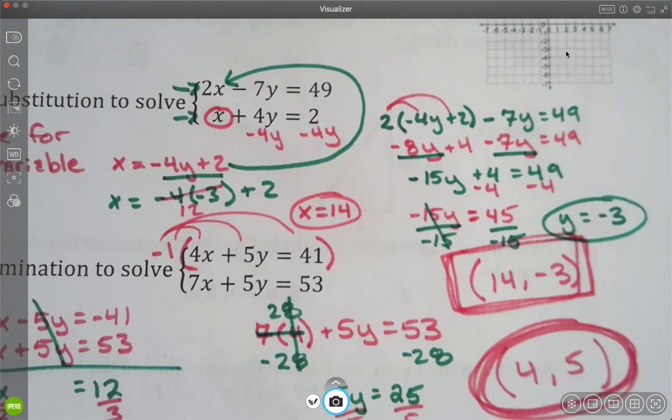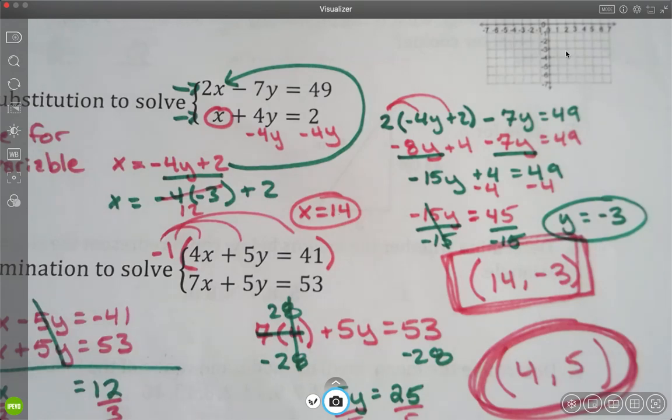Substitution and elimination will not come out on the test to be really disgusting. If you're getting something like 1.1735642, they will probably be whole numbers. At the very worst, they will be like 1.5, which is not a terrible number, right? But they will not be any weird things. So if you get a weird thing, you did something wrong.